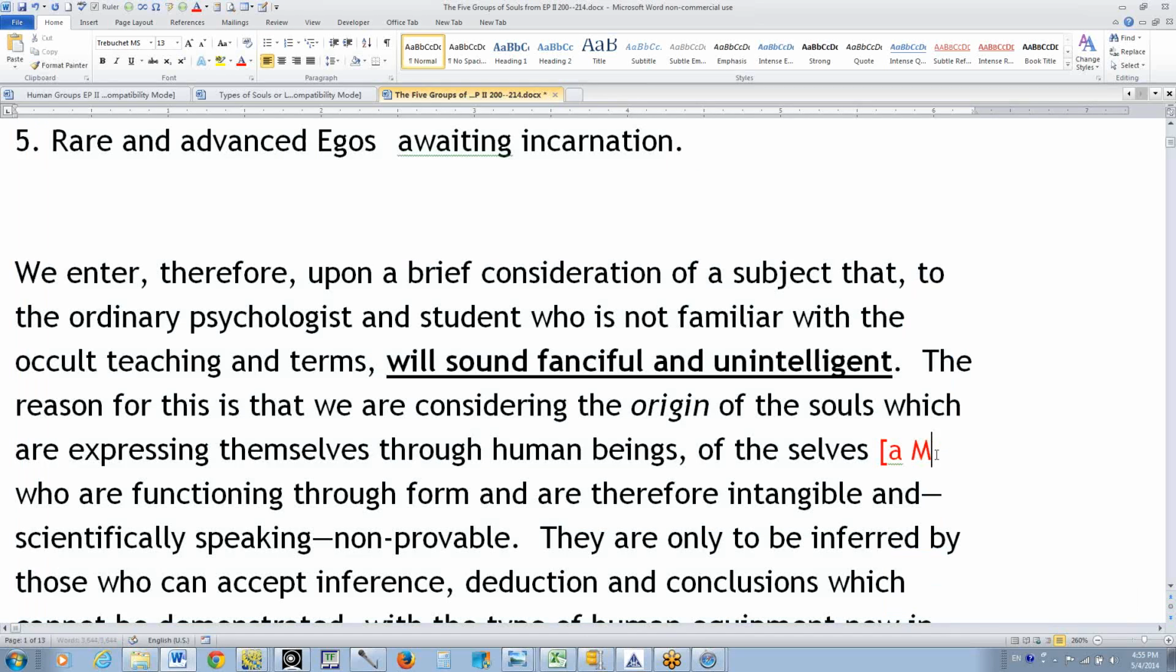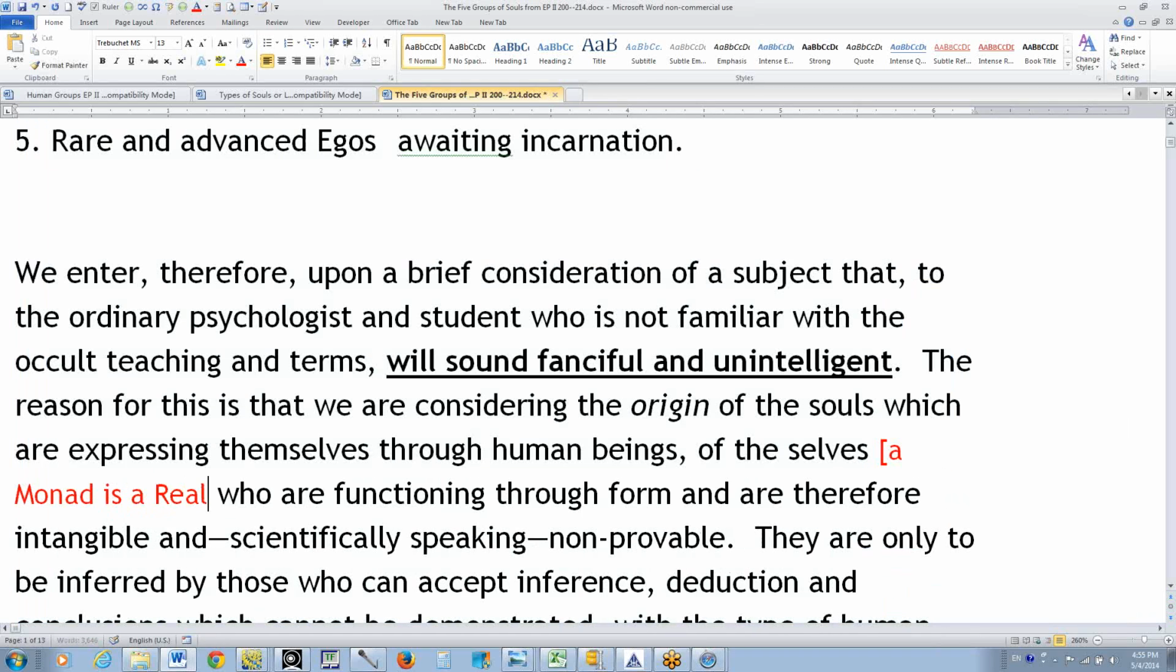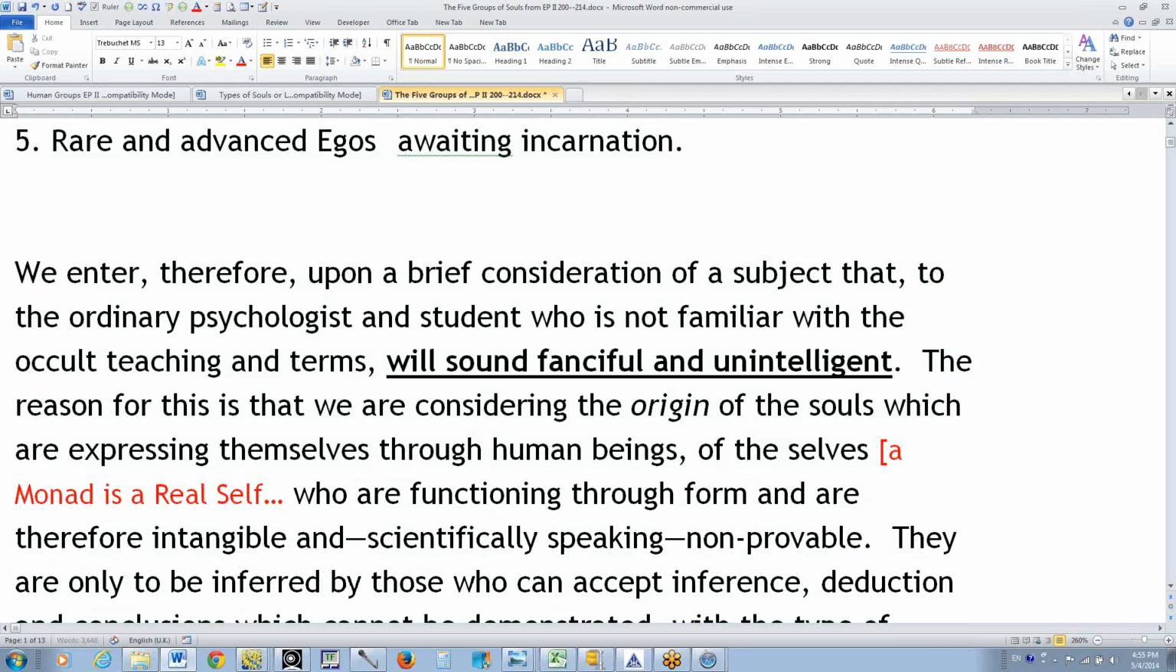A monad is a real self. So when we use the term self, it's not just the souls, not just the personality, it is the deeper being, the deeper unit. So the reason for this is that we are considering the origin of the souls which are expressing themselves through human beings.